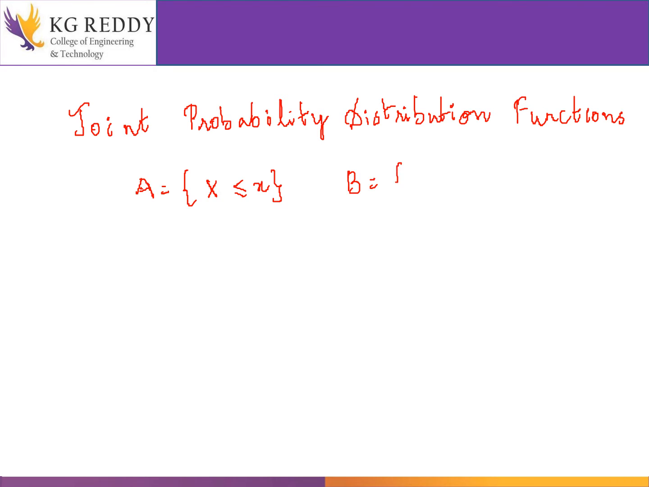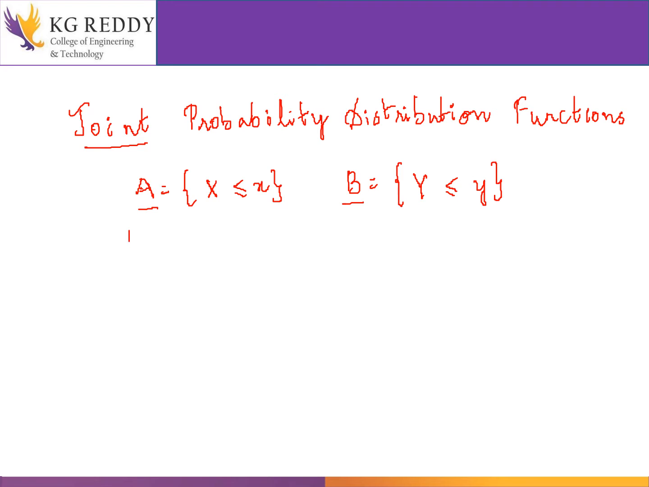One more event B I am taking, where the distribution function is in the form Y less than or equal to y. This Y is the random variable, and this small y is a real number. So I am taking two different events, A and B, and these two events should belong to the same sample space. Then only will we calculate the joint probability distribution function.